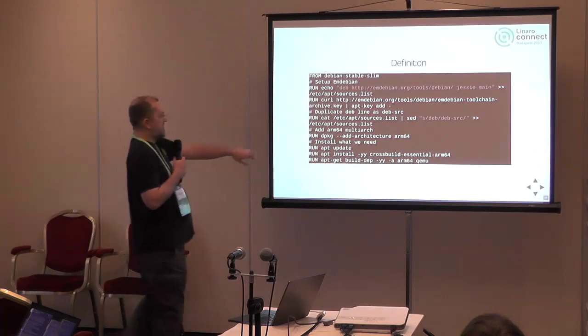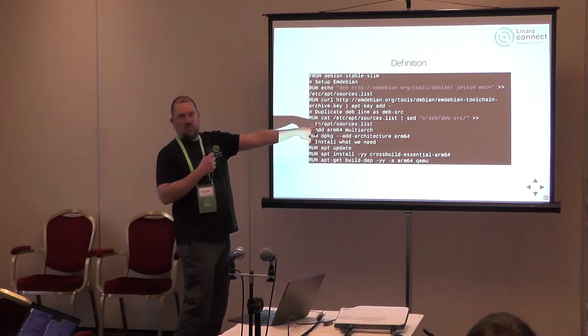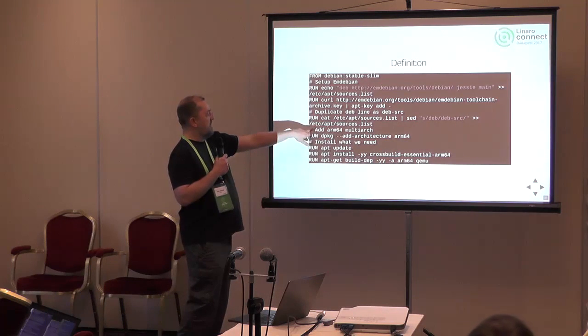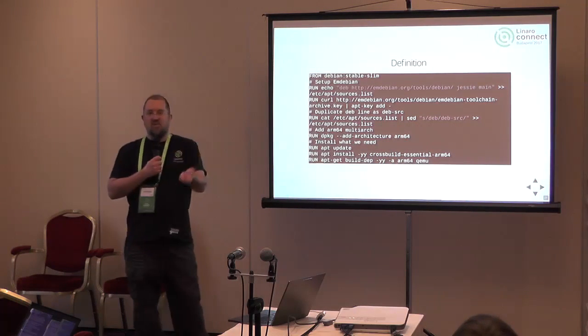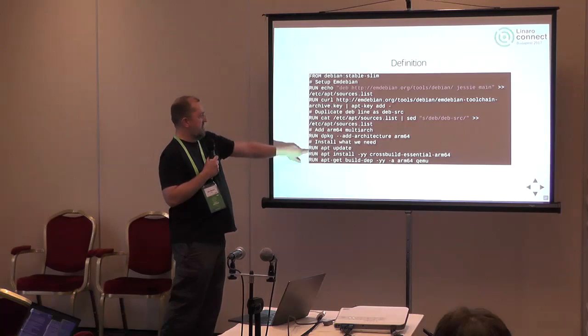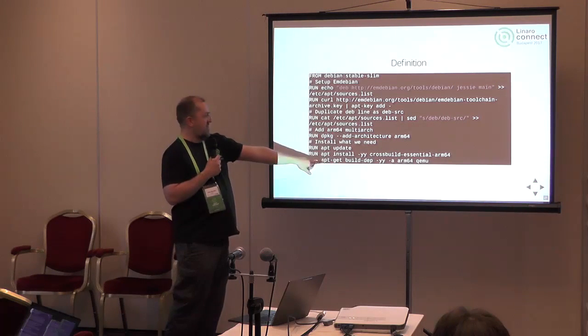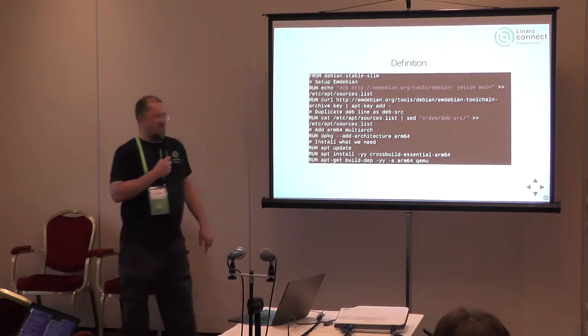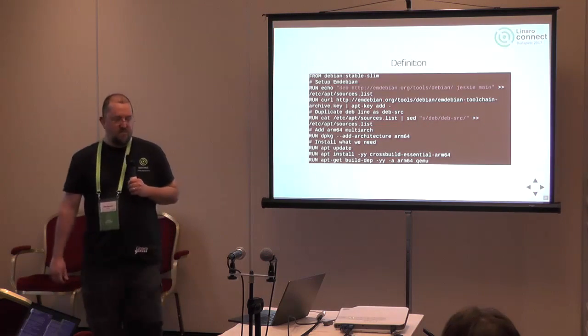This little step just enables the source repositories for the packages. That's very useful if you want to install the build dependencies for a package. And then the same steps we saw before: we add the architecture, update, install our essential build packages, and in this case, I'm also installing the QEMU build dependencies.